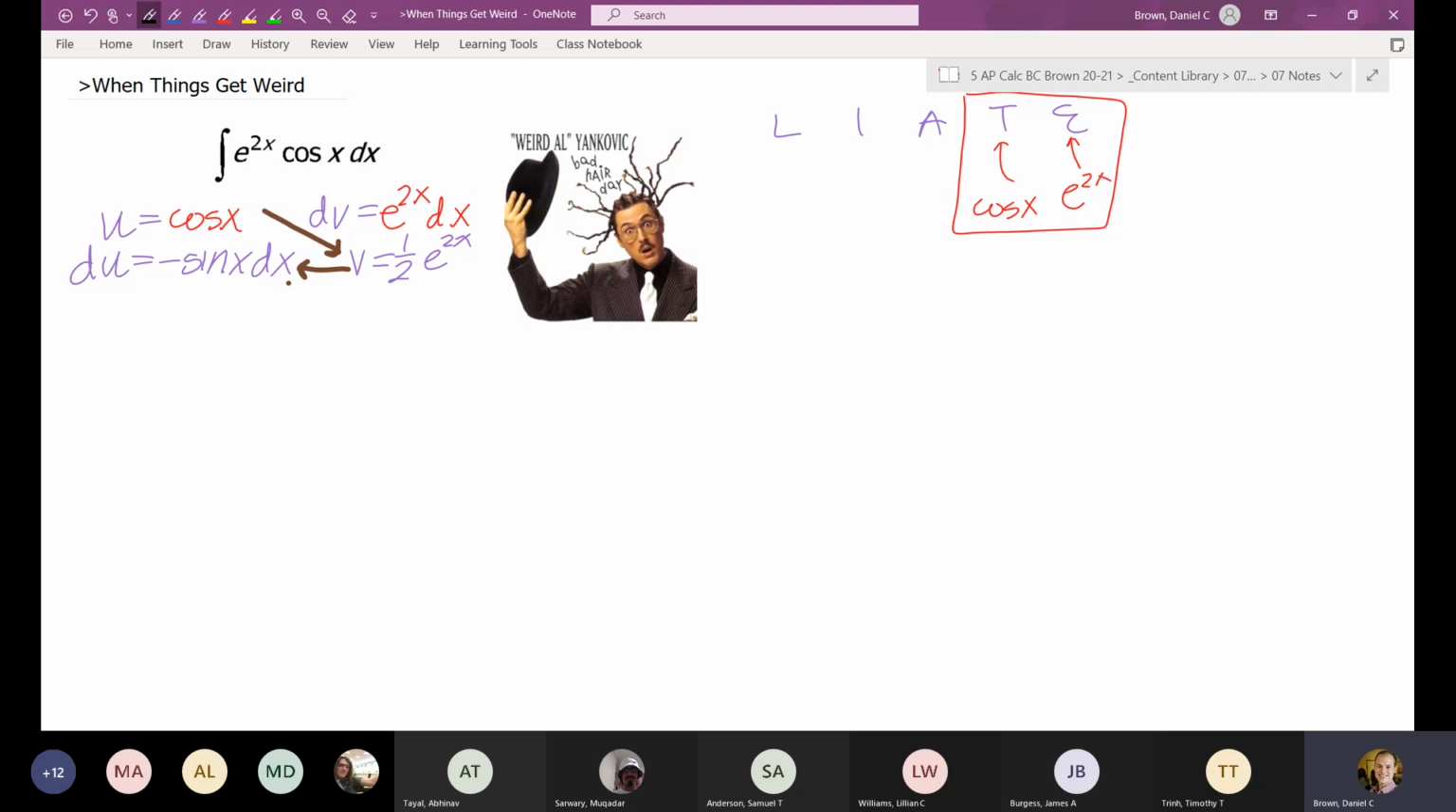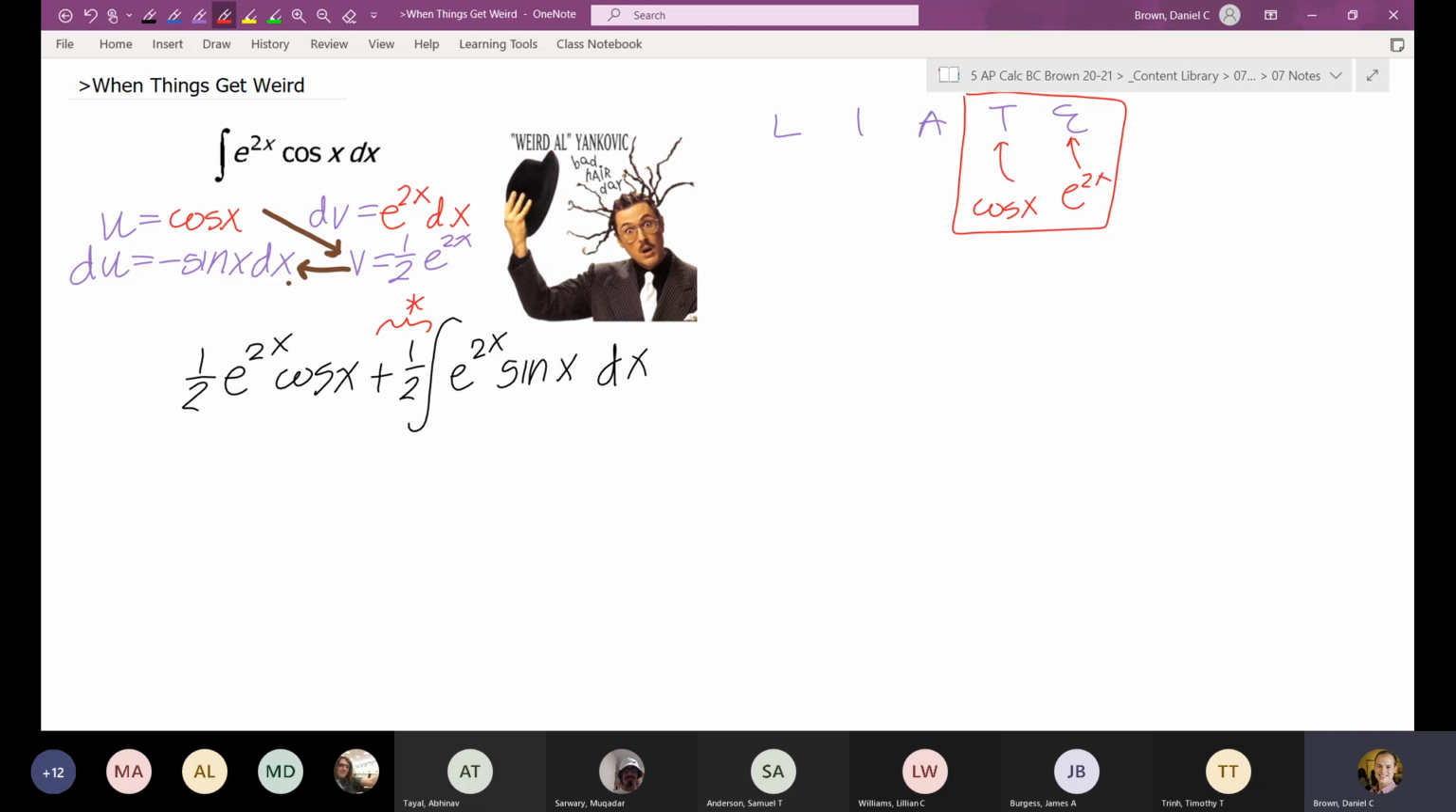Filling this in to see what we have so far, I have 1/2 e to the 2x cosine of x minus the integral of 1/2 e to the 2x minus sine of x dx. Do notice I did go ahead and move that negative on the outside in the 1/2. You don't have to do it that way, but I just like getting my coefficient and any extra negatives on the outside. So we're left with this so far.